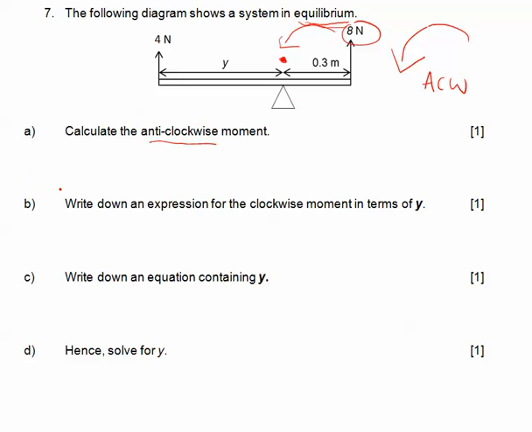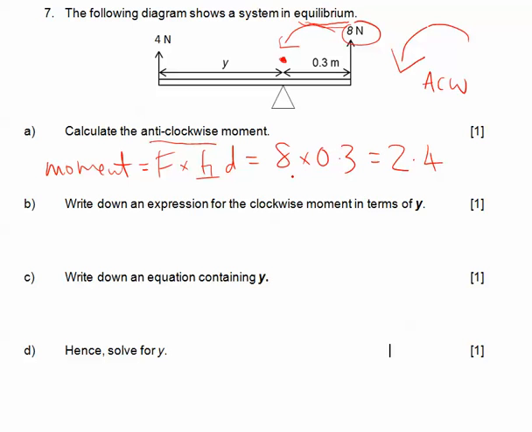So in this case, I write down my moment is equal to, my formula is force times perpendicular distance about the pivot. So I take force, which is 8 Newton, times my perpendicular distance to the pivot, which is 0.3 meters. So my final answer is 2.4, because this is in Newton and this is in meters. So my final answer is 2.4 Newton, capital N, meters. So this is how I solve for part A, which is just finding a moment, which is force times perpendicular distance. Okay, let's now move on to part B.